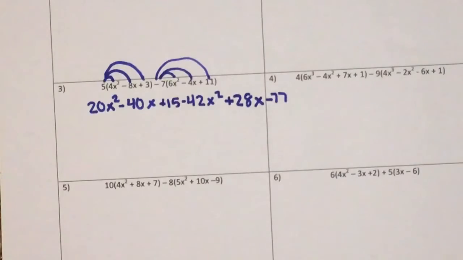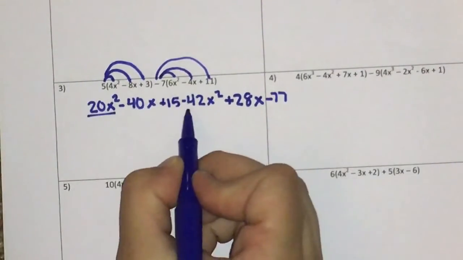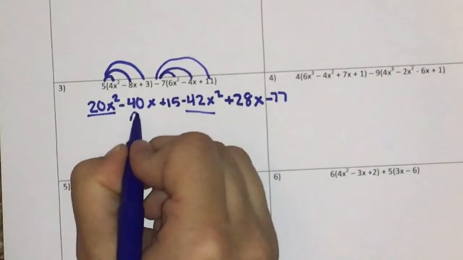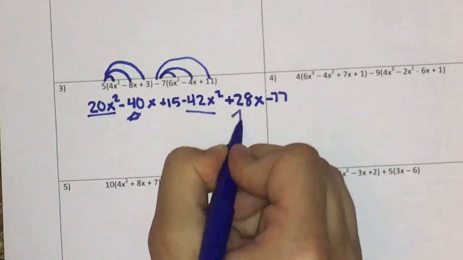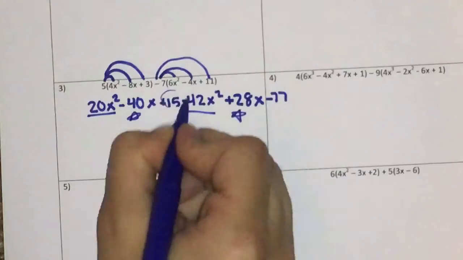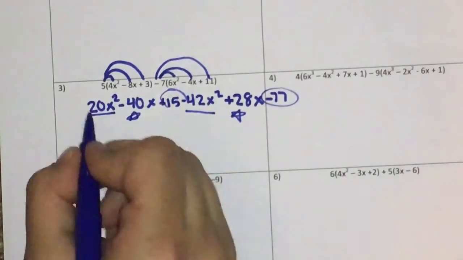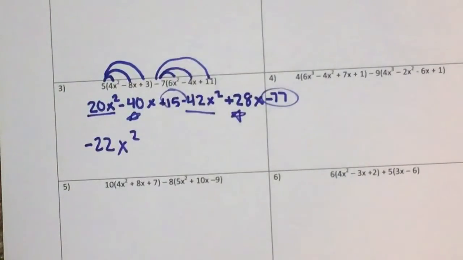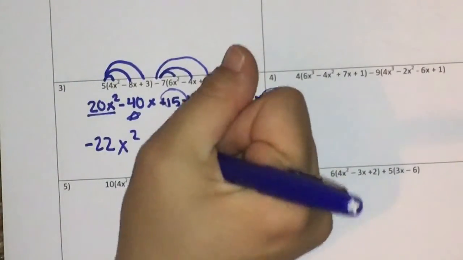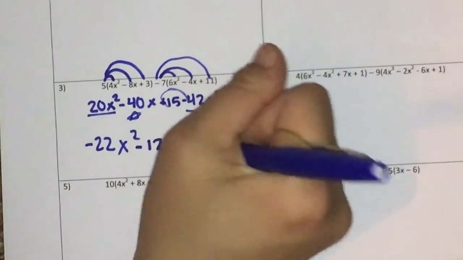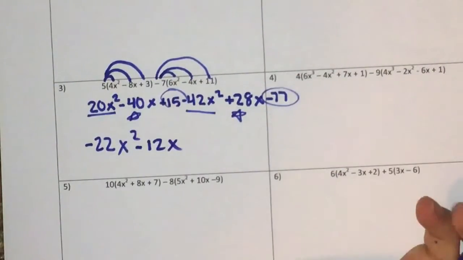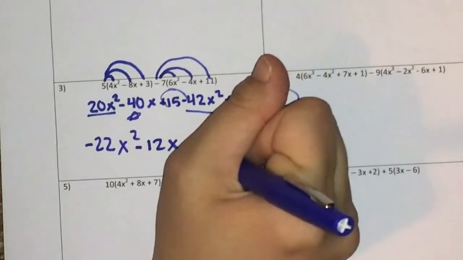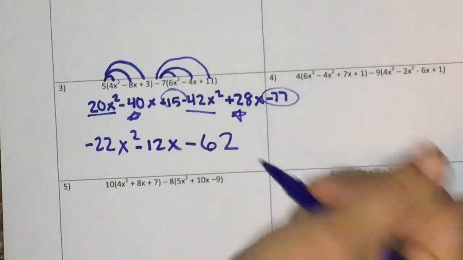From here, all you're going to do is combine like terms. So combine any terms that have the same base and exponent. So we have 20x squared, negative 42x squared. We have negative 40x and 28x. And then we have 15 and negative 77. So 20x squared and negative 42x squared is negative 22x squared. Negative 40x and positive 28x is going to be negative 12x. And 15 and negative 77 is going to be negative 62.